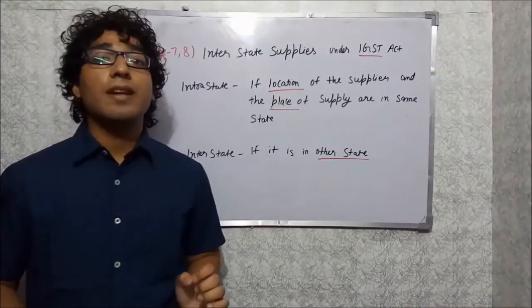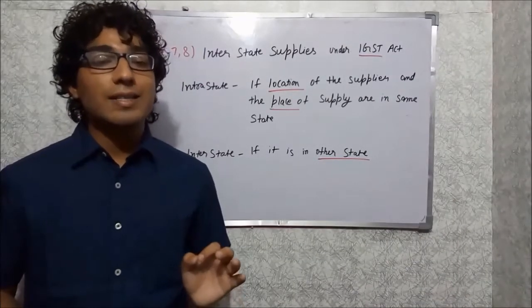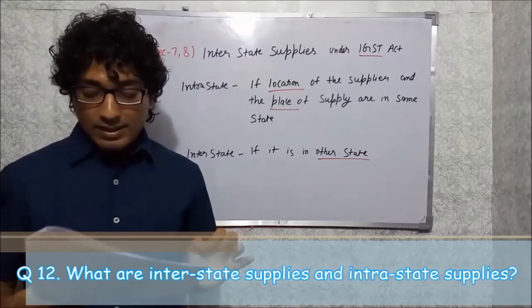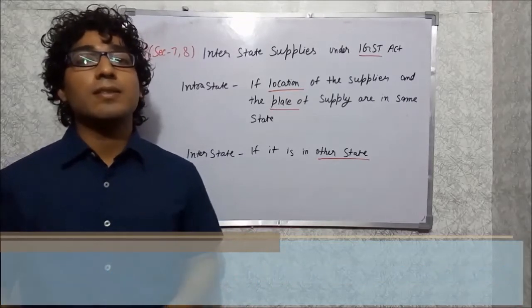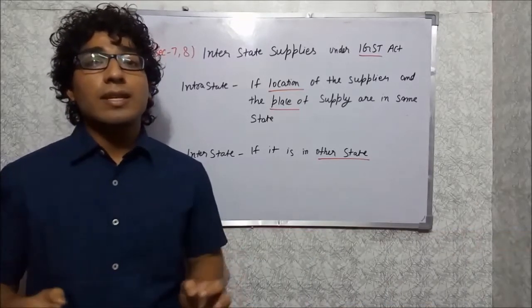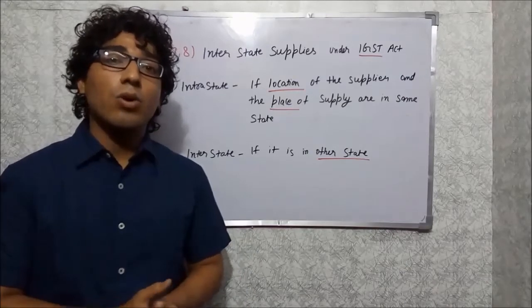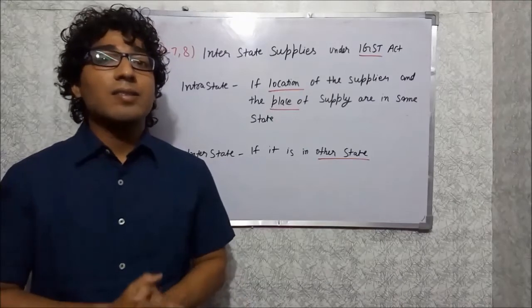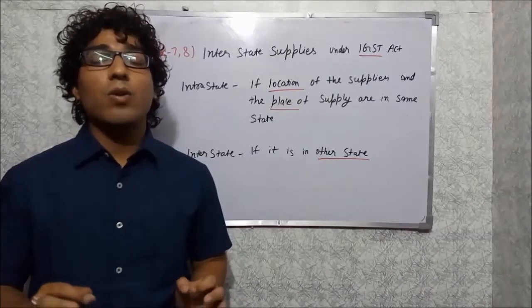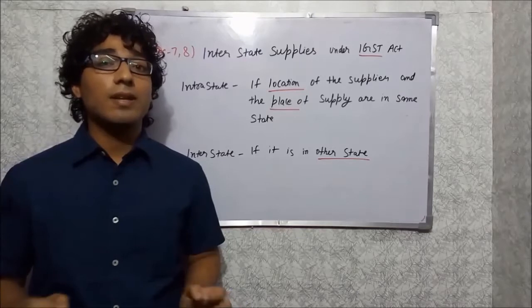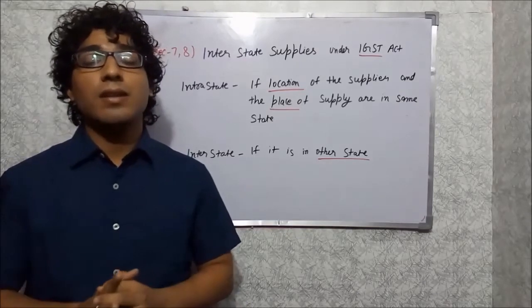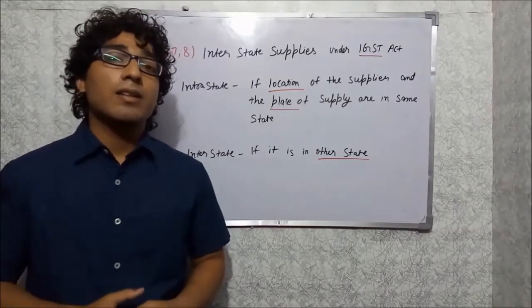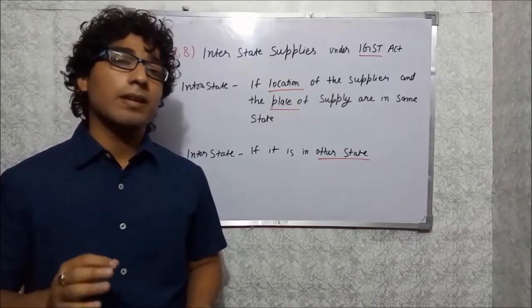The next question is related to the interstate or intrastate supply of goods or service. So the question is, what are the interstate supplies and intrastate supplies? The answer to this question is given in the IGST Act, not in the CGST Act or the SGST Act, but in the IGST Act. The sections that deal with the interstate or intrastate supply of goods or service are section 7 and section 8. So you have to take a look at sections 7 and 8 before you can say that the supply is intrastate or interstate.